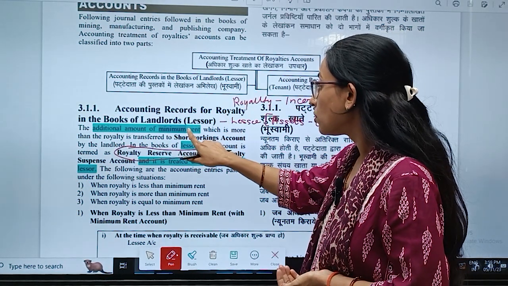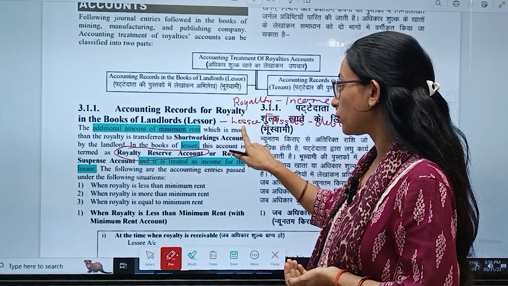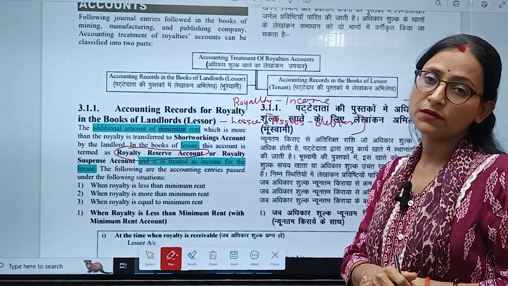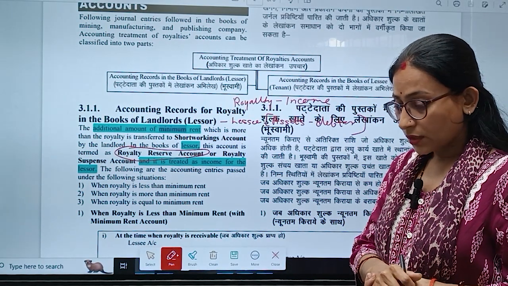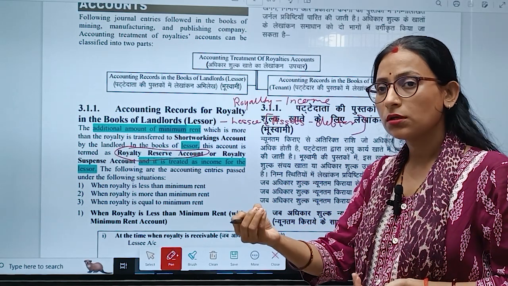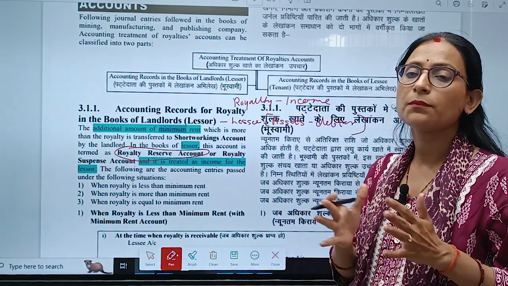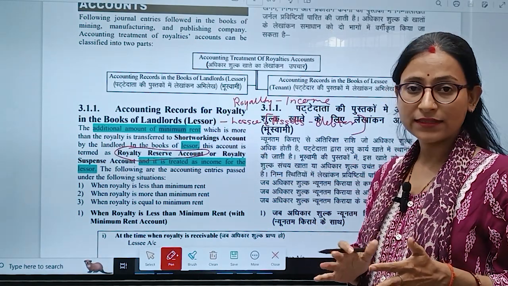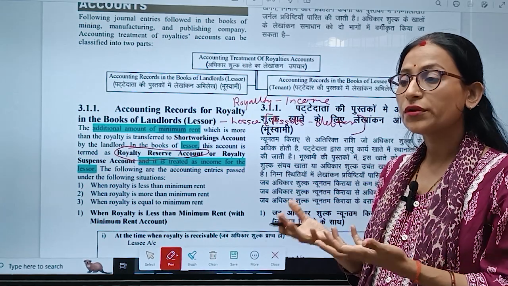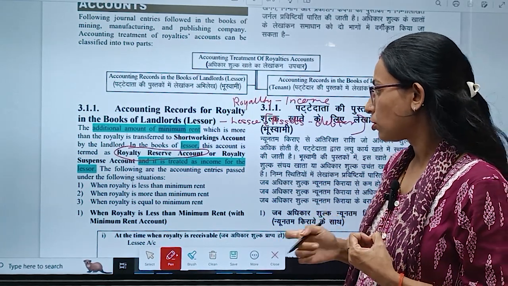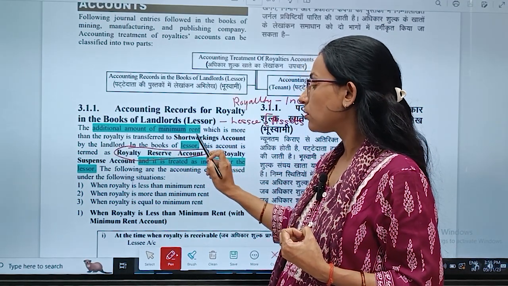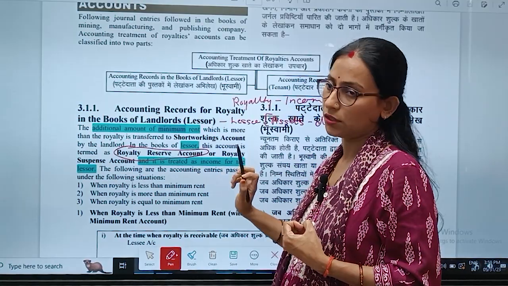So in the landlord book, we don't use the word short working account. We use the word royalty reserve account. Why royalty reserve account? Because royalty reserve is that amount which in the future we can recover. If there is a surplus amount the landlord gets from the royalty, then the lessee has a right to recover that amount from the landlord. So instead of using the word short working account, we use the word royalty reserve account.